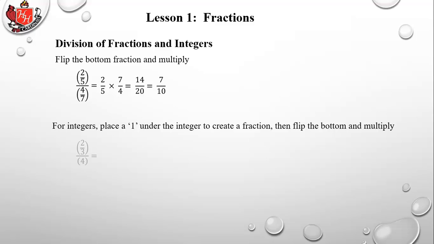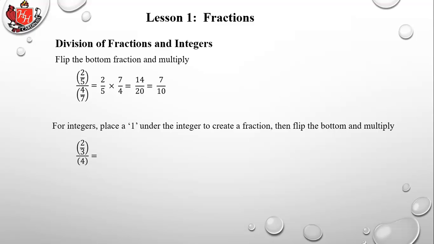Okay, for integers, you place a 1 underneath. So here we have 2/3 divided by the whole number, or integer number 4. Whole number, by the way, is a number 0, 1, 2, 3 going in the positive direction only, not negative numbers. Integers are negative numbers as well.